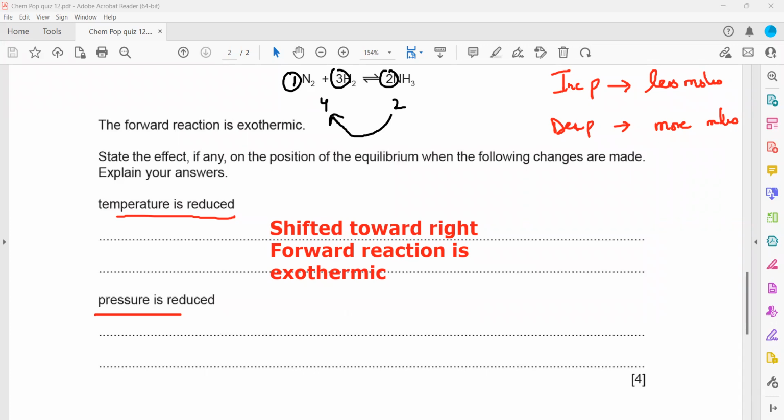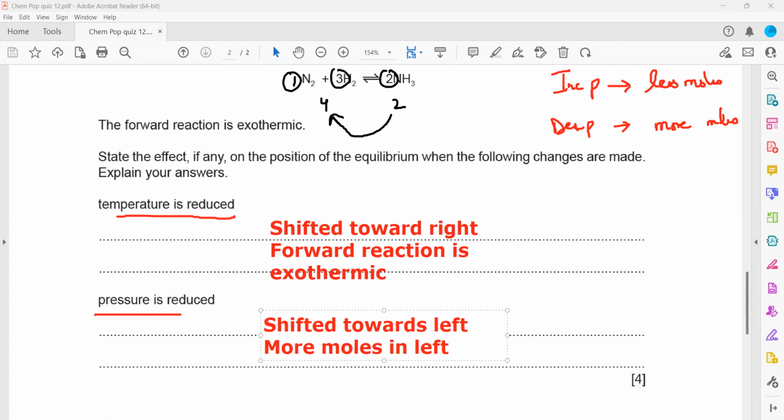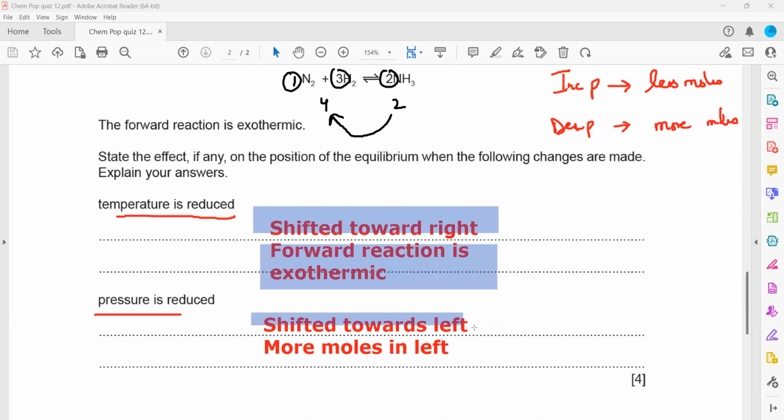And the reason you will mention: on the left hand side, there are more moles. So shift it towards left, because there are more moles in the left hand side. So in decreasing pressure, shift the equilibrium towards the side where we have more moles. And increasing the pressure, shift the equilibrium towards the side where we have fewer moles of the gas. So how the marks are distributed: 1 mark is for mentioning shifted towards right, 1 mark is for forward reaction is exo. Here shifted towards left, 1 mark, because there are more moles on the left hand side.